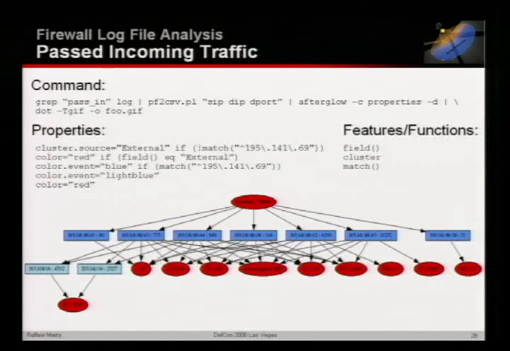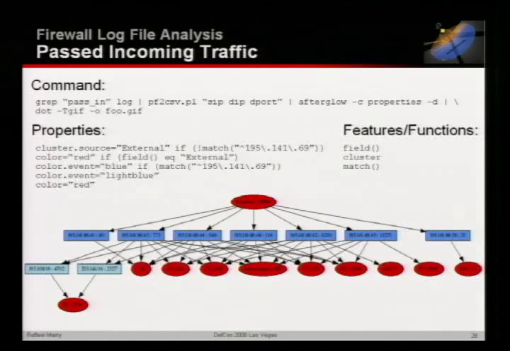So the first thing we want to do is the clustering. So what I do is say cluster.source, so all my source addresses, because I'm assuming the sources are in the internet. That's what I'm looking for, everything that comes into my network. So the source is external. That's the cluster name that I want to give it, if it doesn't match my internal IP range. And match is a function that Afterglow provides you.